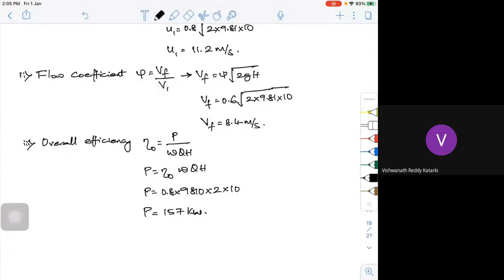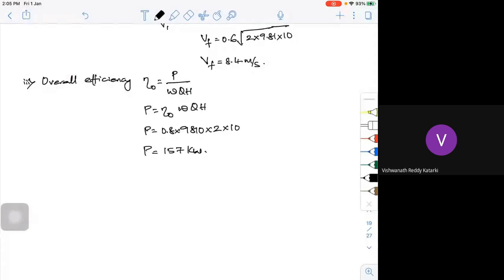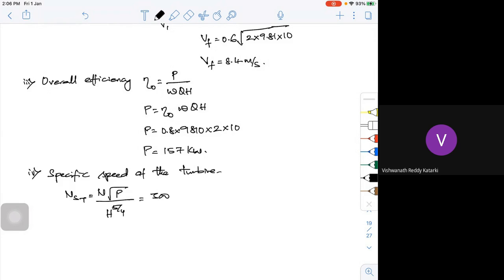So D1, U1, one by one I need to find it. It's a complete design actually. The next thing, let us find the specific speed of the turbine. It is given by NST is equal to N root P by H to the power of 5 by 4. Speed they have given as 300, and P I need to substitute in kilowatts directly, 157, divided by head is 10 to the power of 5 by 4. I should get a bigger number, because this being a reaction turbine, this should be a higher number. For a Pelton turbine, this will be a lower number because it is working under a higher head. So NST specific speed is around 211.4 RPM.